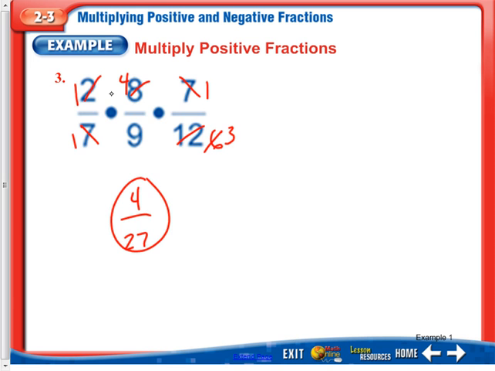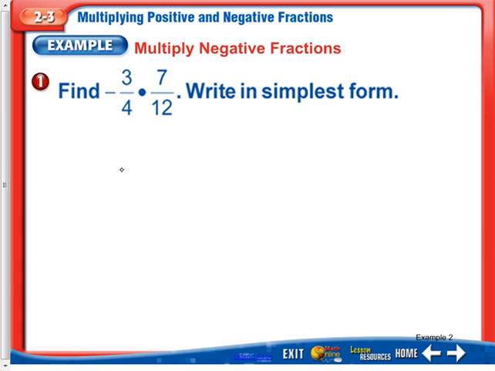Okay? All right, so now we have negatives. So we have -3/4 times 7/12. So you might be thinking, well, can we still do that? Can we still simplify first?